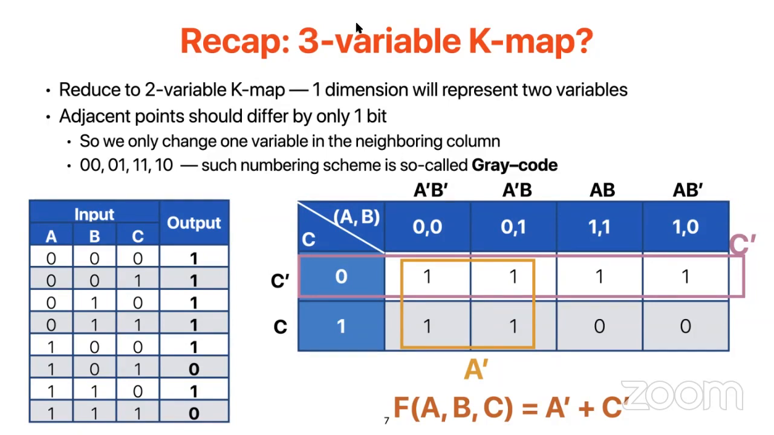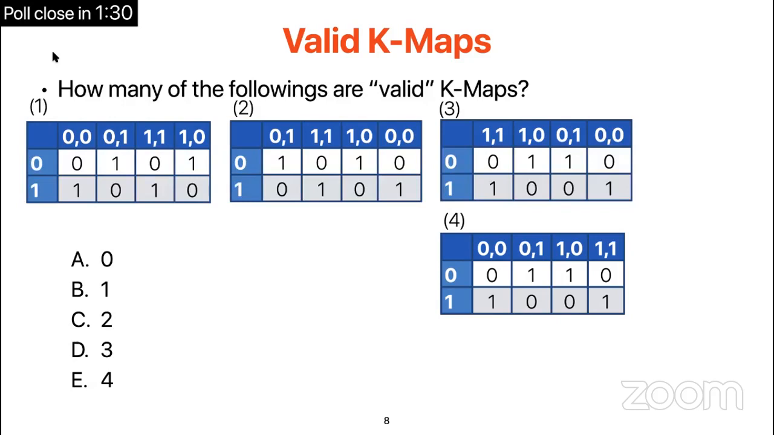So right now I'm showing you 4 different K-maps. Can you guys tell me how many of the following are valid?